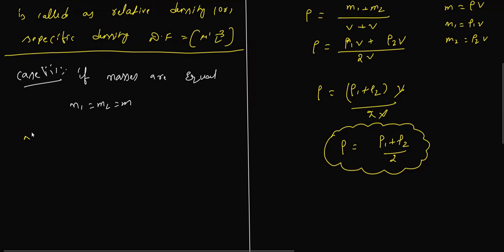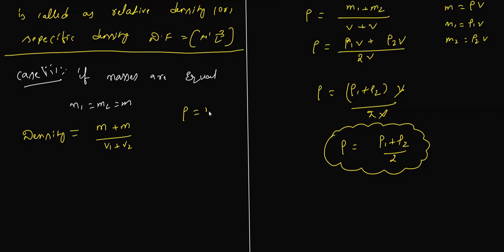What is the basic density formula? Density can be written as total mass upon total volume. Masses are equal, so M plus M divided by V1 plus V2. So density equals mass by volume. Volume can be written as mass upon density. I'm switching both of these.